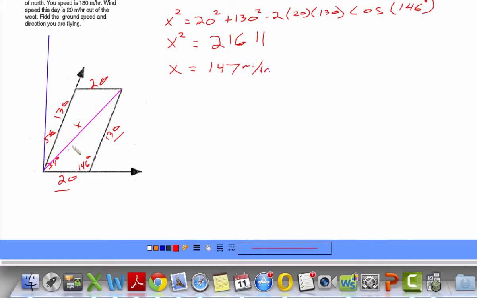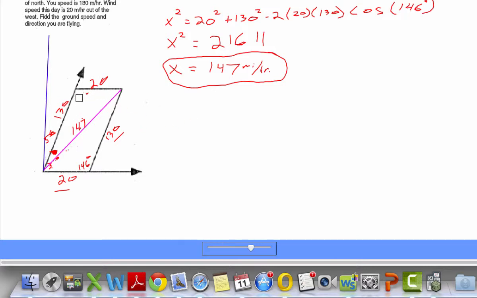And does that make sense that if we're going 130 and being pushed over by a 20 mile an hour wind, that we would go 147 miles per hour? Oh, I think so. Next thing we want to do is figure out the direction we're actually flying, because we're not going to be going this 56. So I want to figure out this little angle right here, and I can do that now by using the law of sines, I believe, because this is 147, and if I want to find that little angle, I can use this angle, which was 146, can you tell?